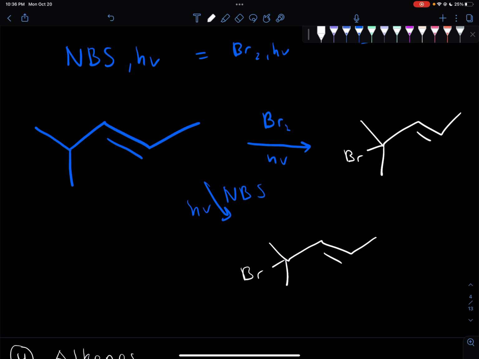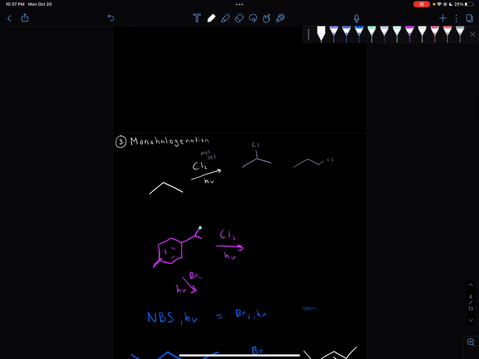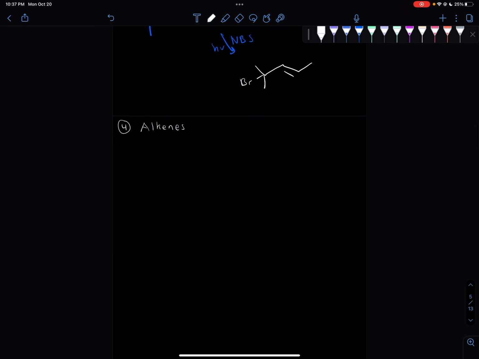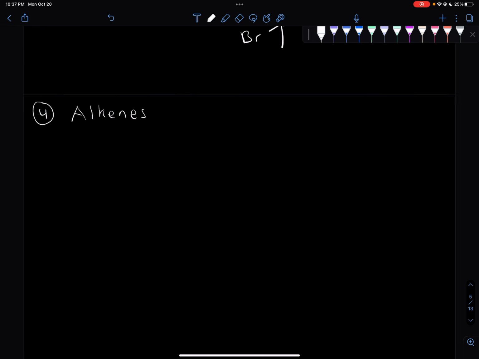I think when you try to do Br2 and you have a double bond present, it kind of loses its selectivity. So we expect it to be here, but I think the Br2 ends up going other places because it just goes wild when there's a double bond. But it doesn't matter, right? They're not going to care on your exam. So you can use either. Just be able to recognize NBS and you're good. Okay, that is it for monohalogenation. Let's move on to alkenes.